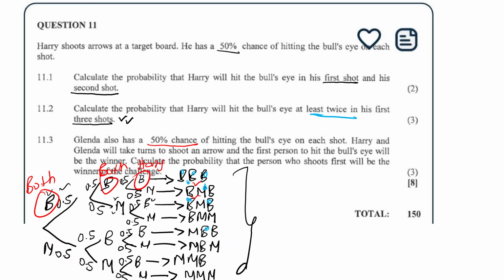On the second round, Harry missed, which means Glenda is the one who hit it. The second round, Glenda is the one who missed. Therefore on the third one, Harry is the one who hit it, who shot the bullseye. Sorry, but the first round, Harry is the one who shot first.